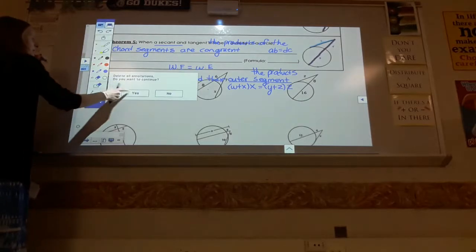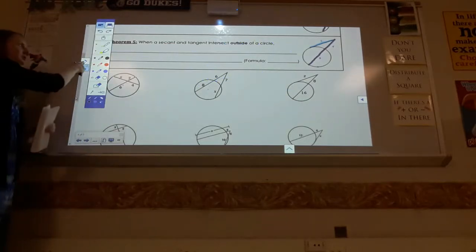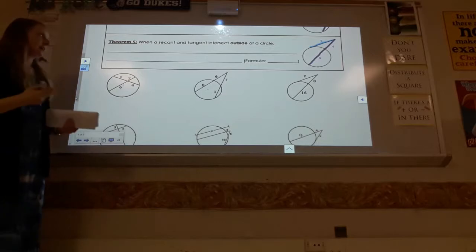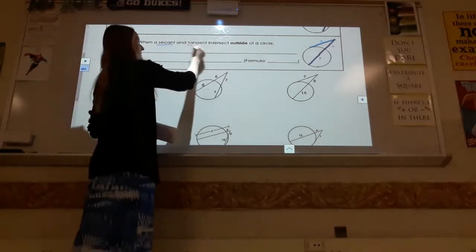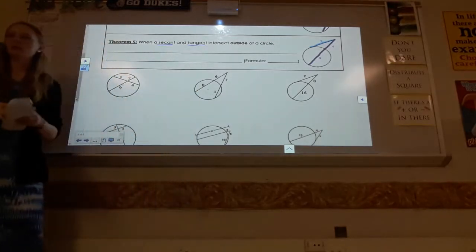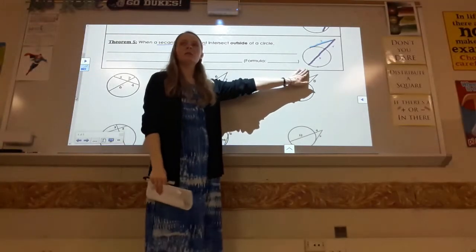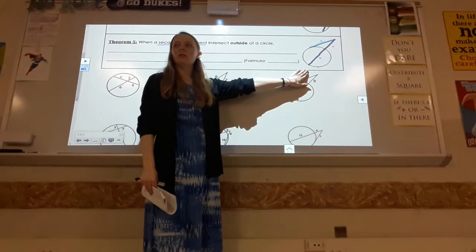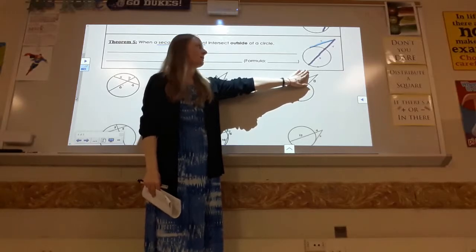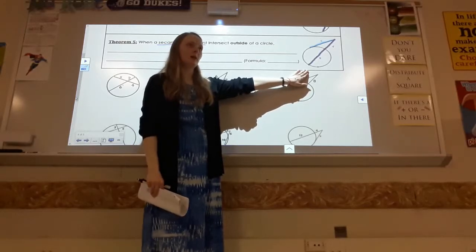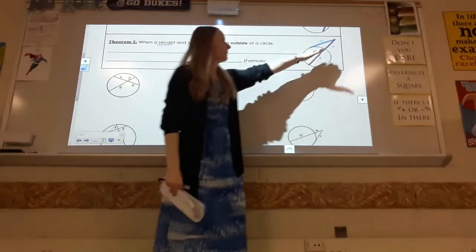Okay? So theorem number 3 was when we have 2 chords. Theorem number 4 is when we have 2 secants. This one is when you have 1 secant, 1 tangent. In this picture over here, which one is the secant? The one that goes to purple. The purple one is the secant, right? Which one's the tangent? The blue one.